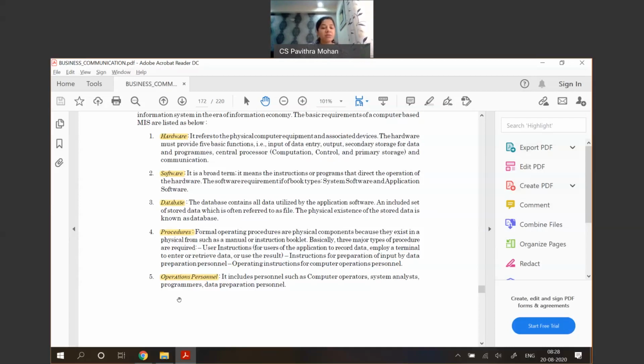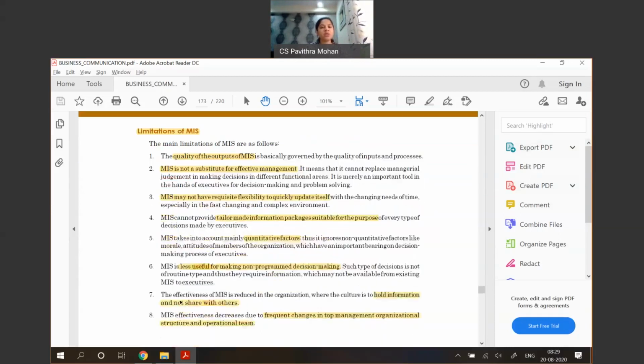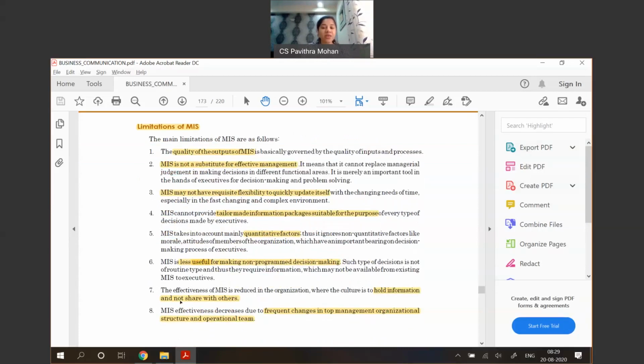Then you have the limitations of MIS. The quality of the output of MIS will depend on the way the input is provided. So if you want very good quality of output, then the input has to be good, otherwise MIS will not be effective. MIS is not a substitute for effective management. It is only going to assist the organization in being an effective management system, but it is not a substitute. It can't take decisions on its own.